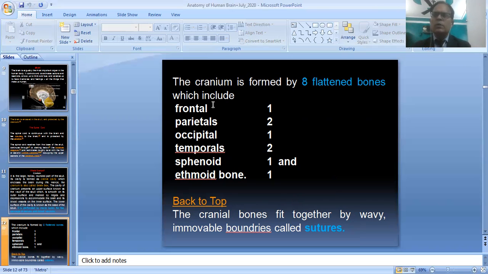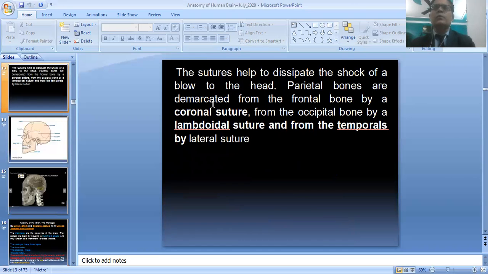Now, back to top. The cranial bones fit together by webby, immovable boundaries called sutures. The cranial bones are there, as I told you, different bones, and they all fit together in this way, by sutures. This is called a suture. The sutures help to dissipate the shock of a blow to the head.